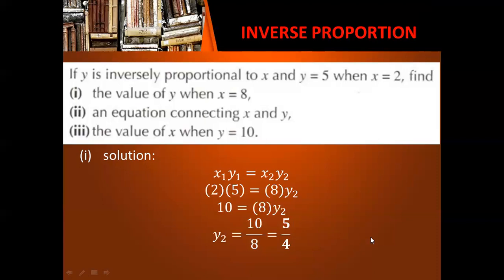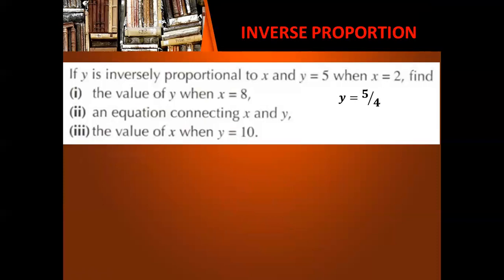Let's go to the second question: an equation connecting x and y. For this one, we will begin with the general equation. Y is inversely proportional to x, so we have y is equal to k over x. Then, let's rearrange this to isolate k.